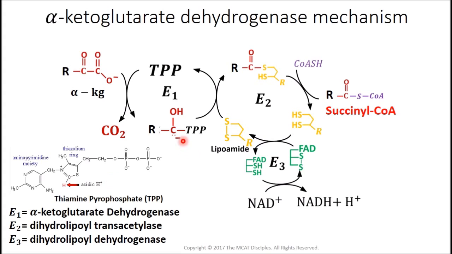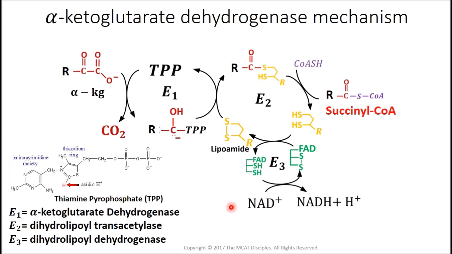Now we have this intermediate. Then E2 replaces thiamine pyrophosphate there, forming that carbonyl carbon. And then the CoA group replaces this sulfur group, so we do a transesterification reaction. Now we form succinyl CoA. And now we're just reforming the enzyme between E2 and E3. So we oxidize E2, and then E3 needs to replace itself now. So NAD plus oxidizes E3 and forms NADH.